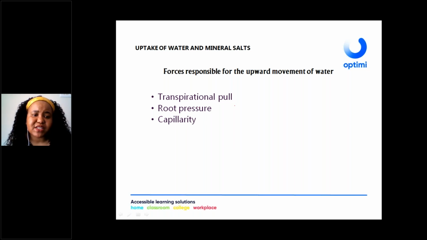So these forces help each other. It's all the way from the root pressure to the transpirational pull and to the capillarity, which makes sure that the plant gets to where it needs to go. That unity amongst the water molecules will overcome gravity.